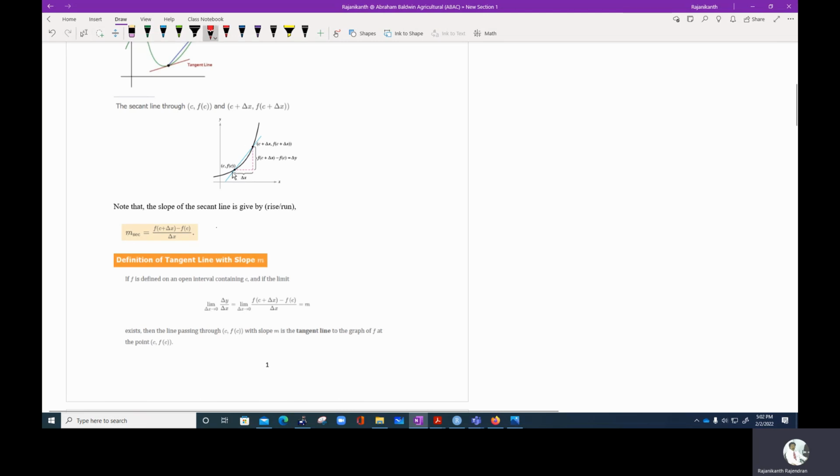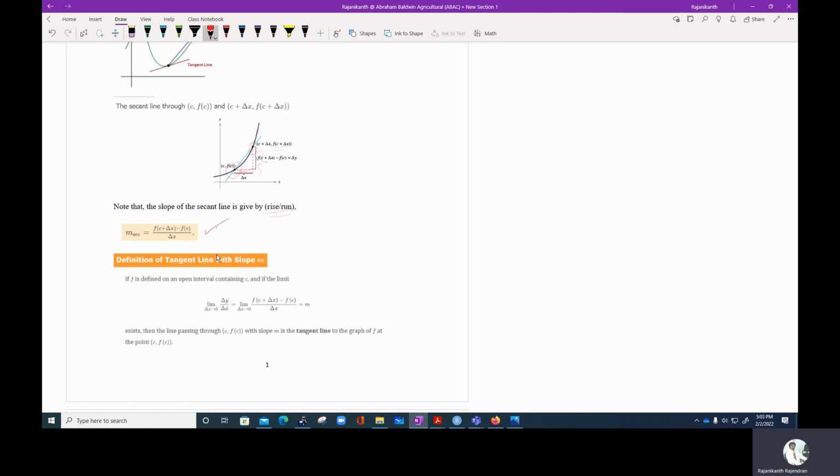So look at this picture. There are 2 points here and there. If you want to find the slope of this line, we all know slope is nothing but rise over run. So the height is the difference between the y coordinates of these 2 points. So it's going to be f of c plus delta x, then subtract the y coordinate of the other point, which will give you the height, right? In other words, rise is the difference of the function values, and the run is nothing but delta x. So this is the definition. This is coming from our high school, right?